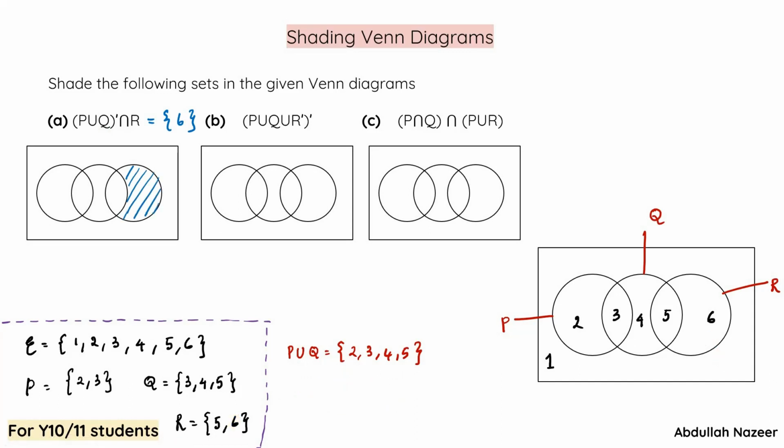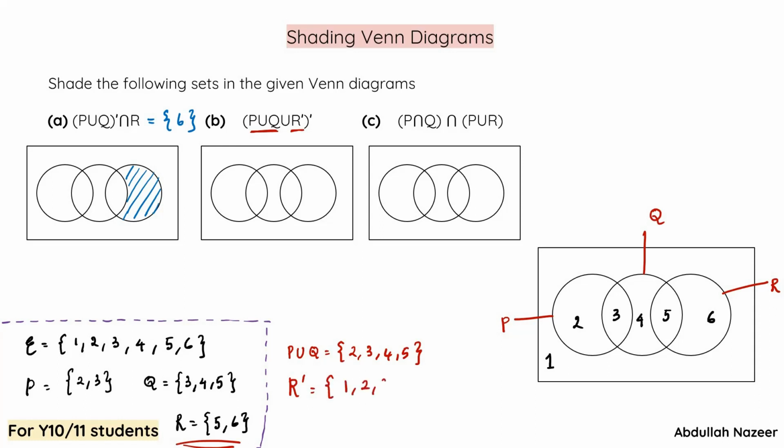In question B, we need to find P union Q union R complement. So we can look at that as two different sets: one, P union Q, and then R complement. We already know what P union Q is. We found it in our previous question. We just need to find what R complement is. So we know R is 5, 6. So R complement is everything else except 5, 6, which is 1, 2, 3, 4.